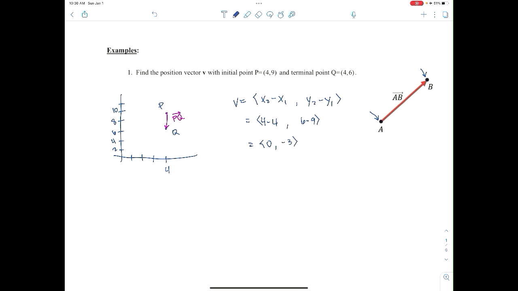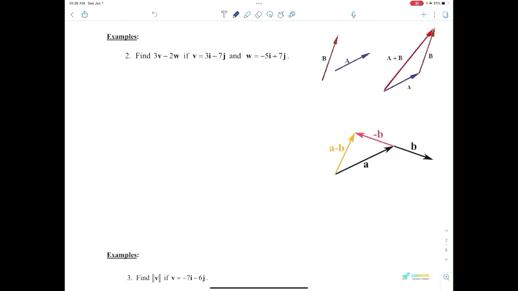So our vector V is -3j. And that makes sense because we're looking at it and it's just moving straight down. It's not moving side to side. So we wouldn't have any change in our i values, only our j values. So awesome.